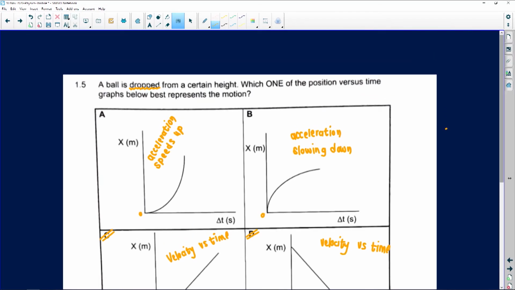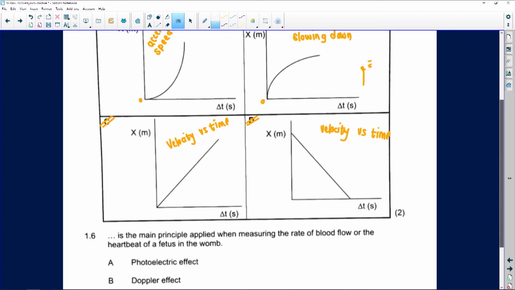Now it's between these two. They did say that it was dropped. If something is dropped from a certain height, we know that velocity keeps increasing, moving down. If something was thrown up, velocity will keep decreasing, moving up. What does this mean? Acceleration is speeding up in the positive direction. So 1.5 will then be A. This means the curve of this graph shows that acceleration is speeding up, that it was dropped, whereas B shows that it was slowing down because it was then actually thrown up. So 1.5 will then be A.